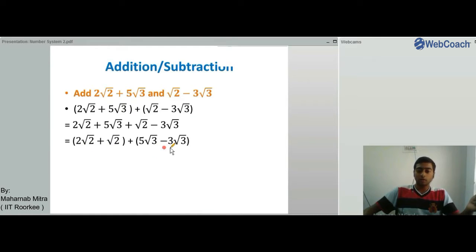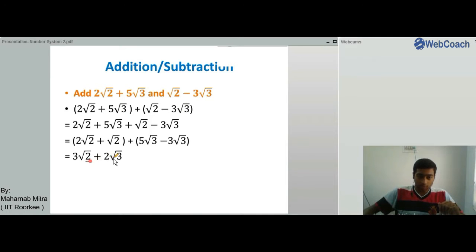You can see all the similar terms are in the same bracket, and you can observe that we are considering the square roots as merely variables. As square root of 2 cannot be operated on square root of 3, we have kept them separate. And finally, if we add them up, we get the answer as 3 times square root 2 plus 2 times square root 3, right? And you can see we can't further simplify this result.